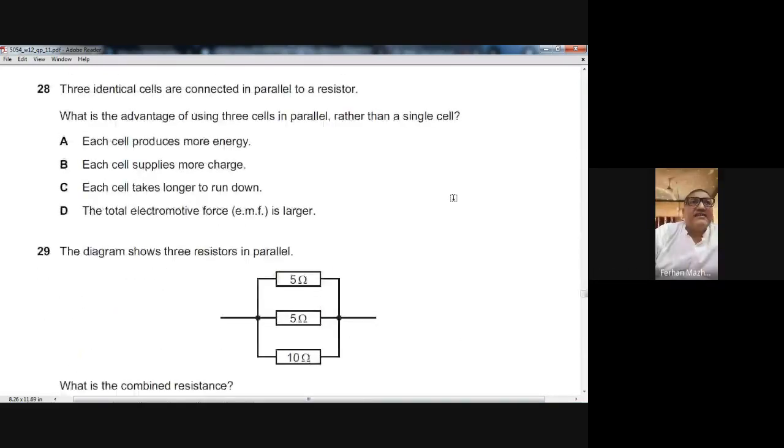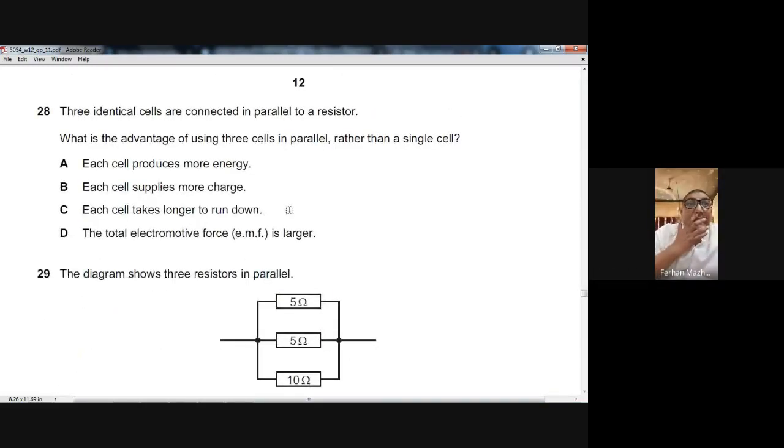Three identical cells are connected in parallel to a resistor. What is the advantage of using the three cells in parallel rather than a single cell? Each cell produces more energy. That's wrong. Each cell supplies more charge. No. Each cell takes longer time to run down. That's right. The total electromotive force is larger. No, no, no. So C is the right statement.